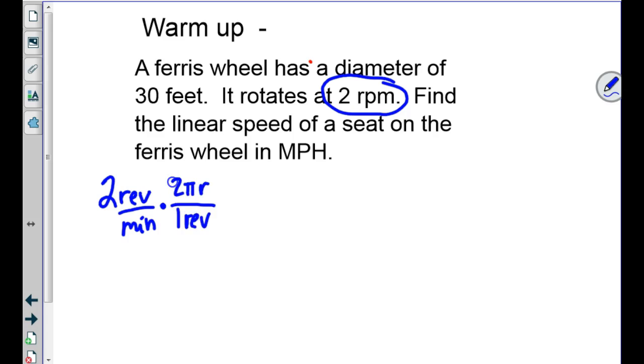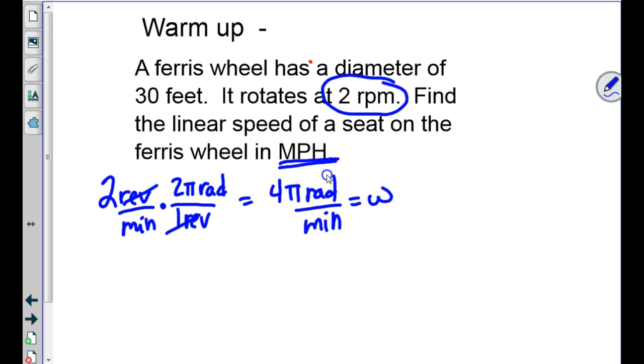Nice. Everybody remembering this? Okay. So now we have 4 pi radians per minute. And we could just keep going, but I'm going to write down that that's our angular velocity. Okay. So to get into miles per hour, is miles per hour an angular or linear velocity? No way. Angular is only in radians, right? If you're talking miles, that's distance, so it's linear. So this is a linear that we're looking for.